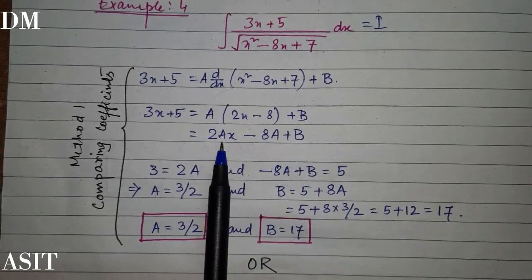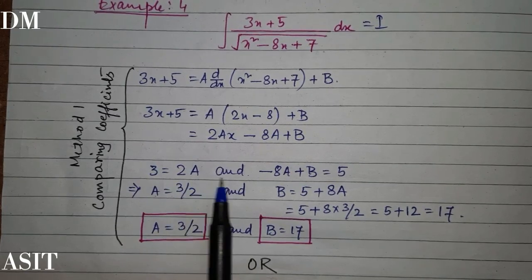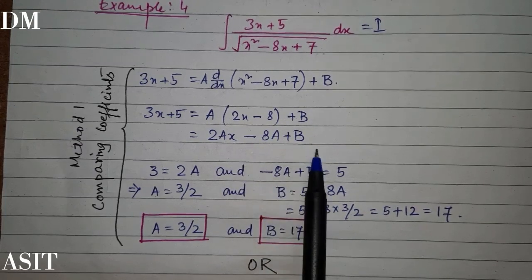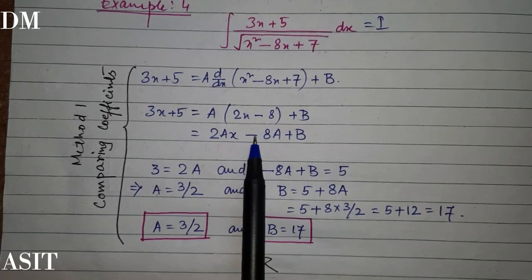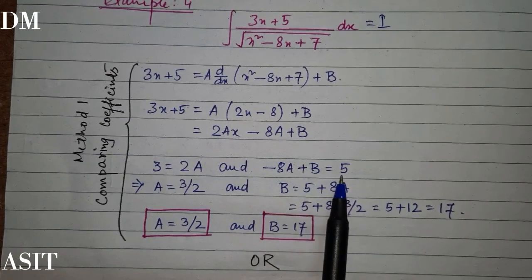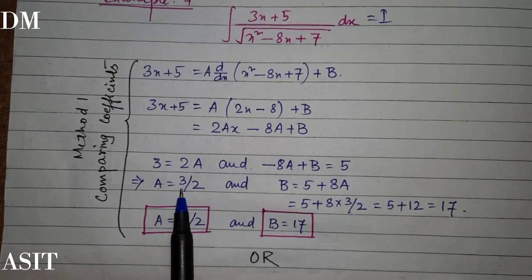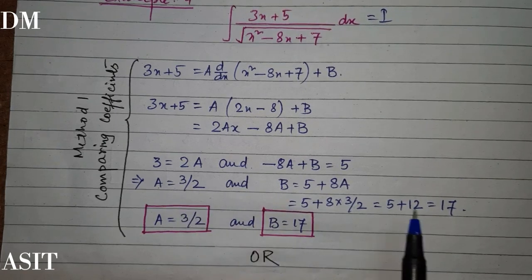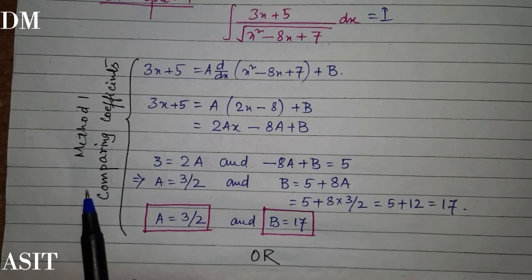Now if I compare the coefficients, 3 should be equal to 2a, and 5 should be equal to minus 8a plus b. Don't forget this minus. Whatever the sign is there, you have to take the sign. So minus 8a plus b is equal to 5. Now we find the value of a, which is 3 by 2, and using it we get the value of b as 17. This is the first method, comparing the coefficients.